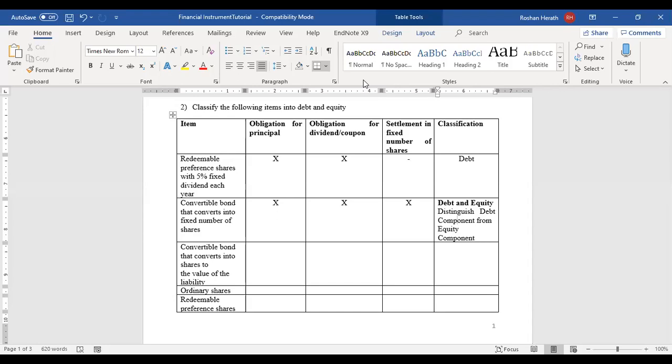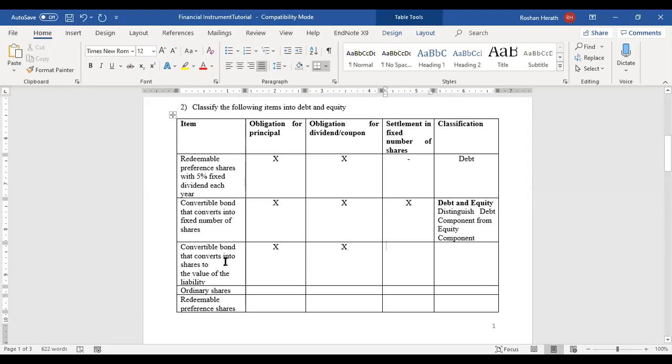Okay, good. Yes, we have attempted that. Good, appreciated. So the convertible bond that converts into shares to the value of the liability. What about that? If it is a convertible bond, yes, you need to pay the principal amount at maturity if the investor requests. Then throughout the period you need to pay the coupon. So that is also there.